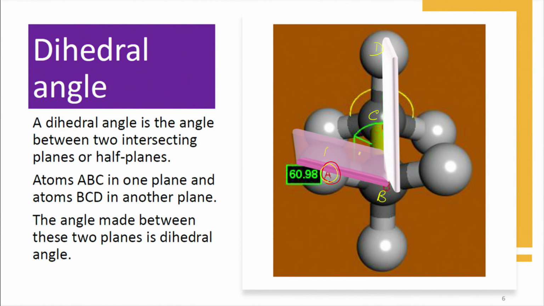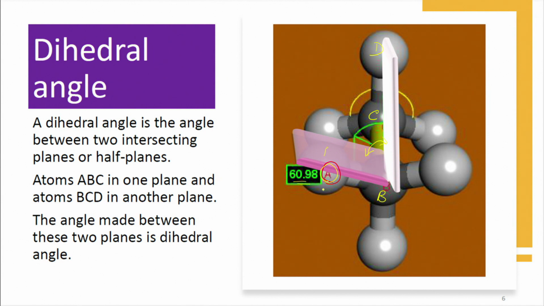This is the plane which has all 3 atoms A, B and C in one plane, and we also have another plane where B, C and D are present. These are the 2 planes we are talking about, and the angle between these 2 planes, here 60 degrees, is what is called the dihedral angle.